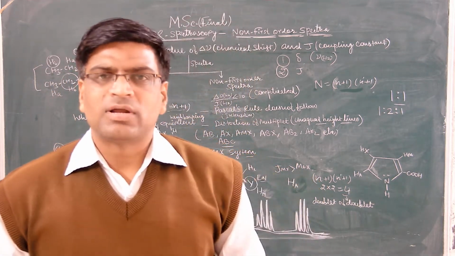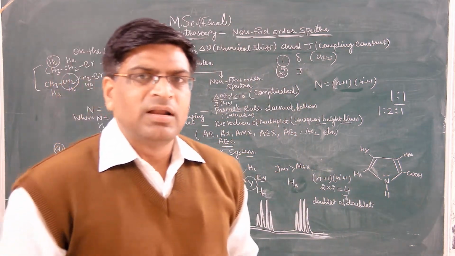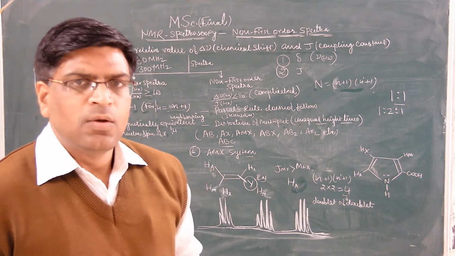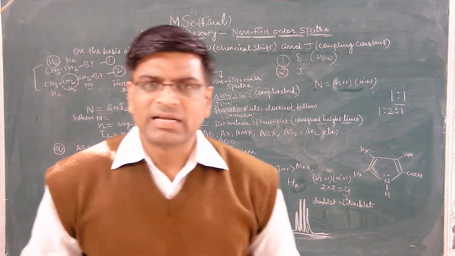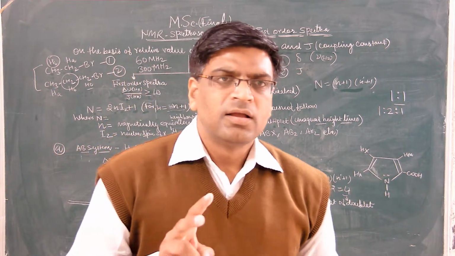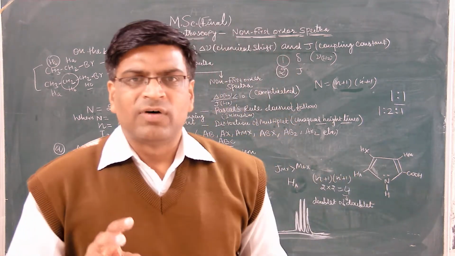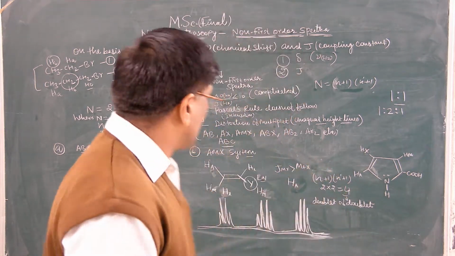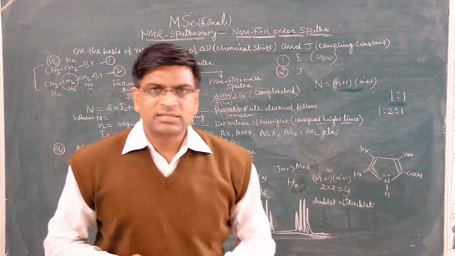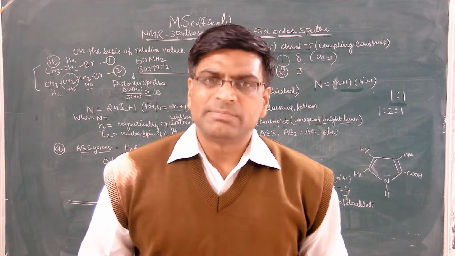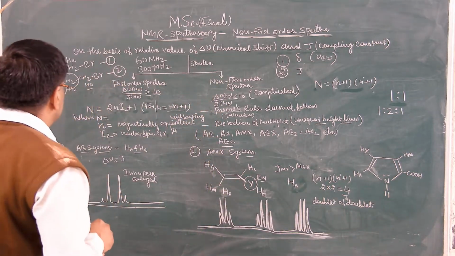And the spectra will be non-first order spectra. Non-first order spectra means we get a spectrum having unequal height lines or distorted multiplets. Distorted multiplets means, for example, if we talk about a doublet, it should have 1:1 intensity of the two lines, but due to the distortion, there will be a shift in the intensities of these two peaks. Is it clear?